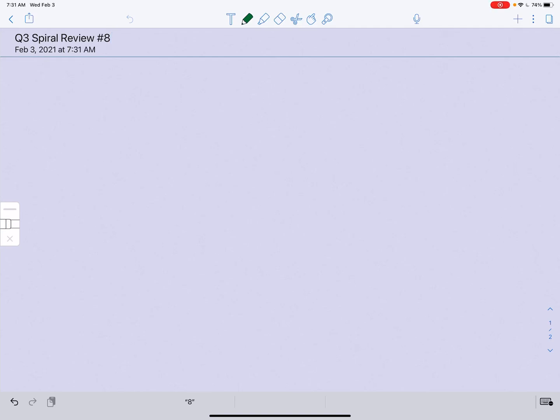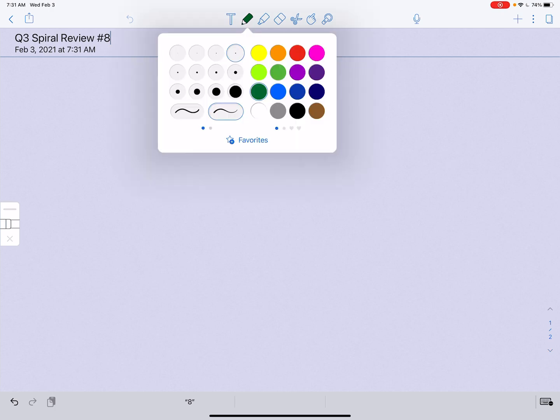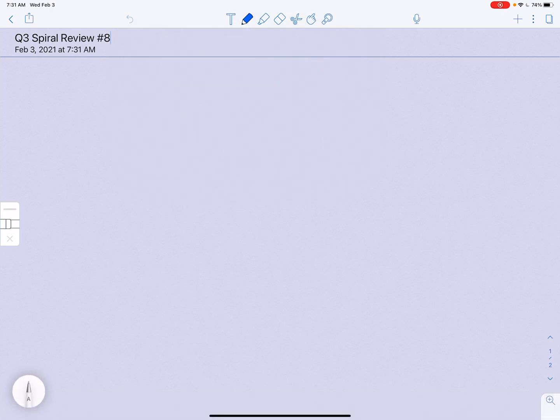Okay, spiral review number 8. We are still working on making sure that we remember material that we have already covered in class. The first problem says simplify the expression, and that expression is 10 plus negative 10 divided by 5 minus 12.